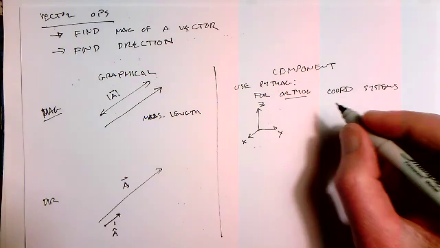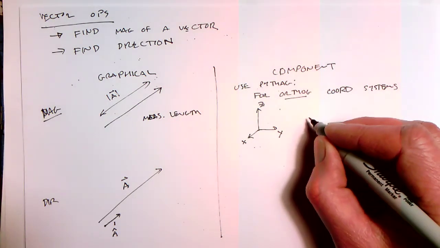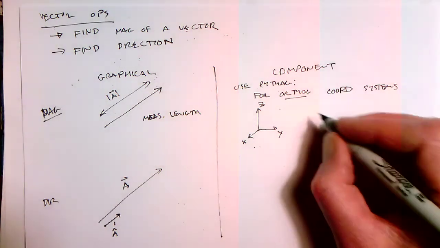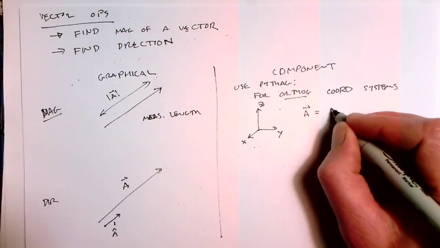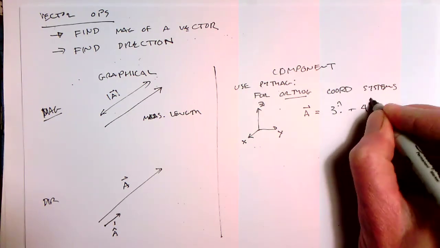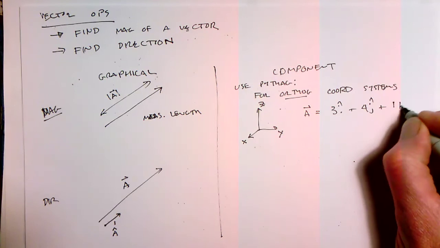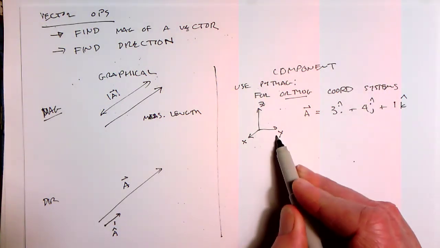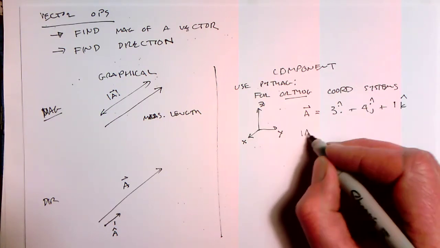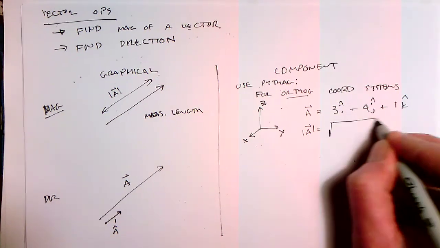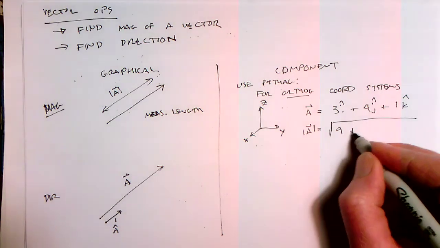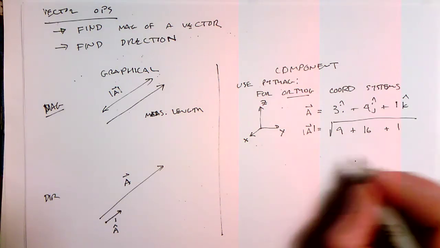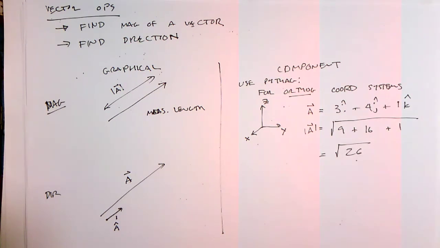So in an orthogonal coordinate system, you're able to simply take the components, square them, add them together, and take the square root, following the Pythagorean theorem. So if I have a vector that's 3 times i hat plus 4 times j hat plus 1 times k hat, which means I move 3 in the x direction, 4 in the y direction, and 1 in the z direction, the magnitude of that vector would simply be the square root of the x component squared, so 9, plus the y component squared, 16, plus the z component squared, 1, or radical 26.